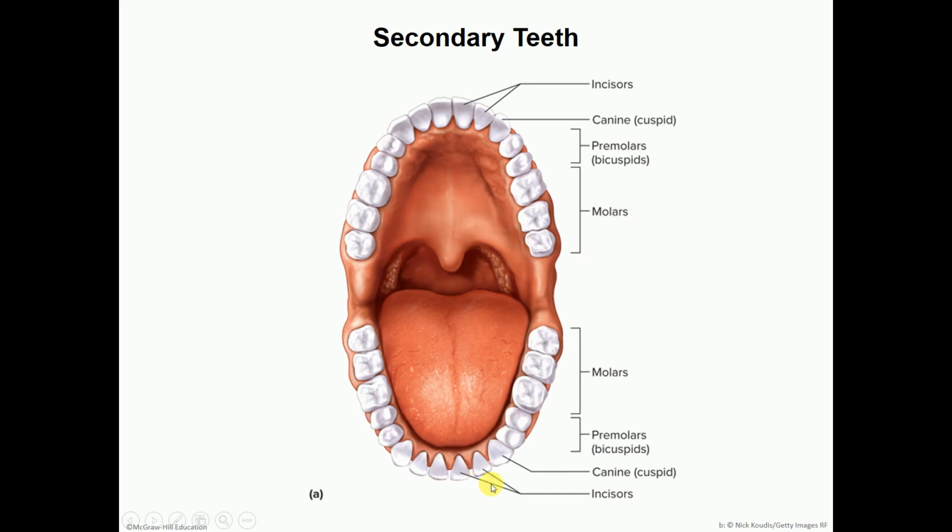So for the teeth names from medial, we have the 2 incisors. There's a medial and a lateral one. And then followed by 1 canine, also known as a cuspid tooth. And then we have 2 premolars, also known as bicuspid. And then 3 molars, first, second, and third molar. That third molar tooth is also known as the wisdom tooth.